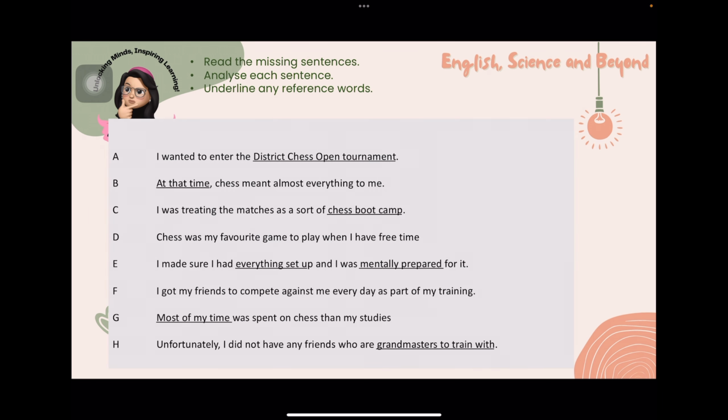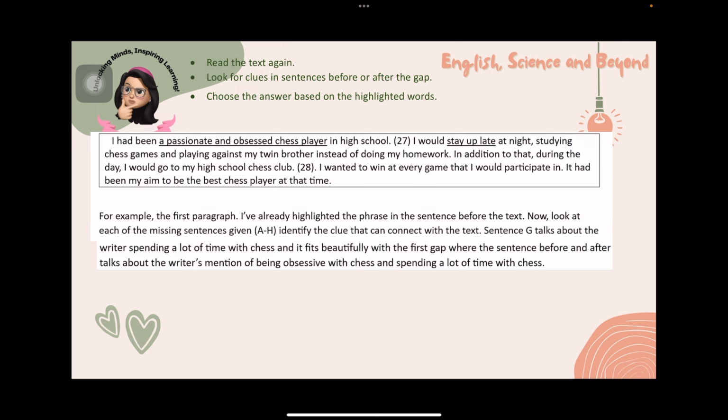Sentence G: "Most of my time was spent on chess and my studies." Sentence G talks about the writer spending a lot of time with chess, and it fits beautifully with the first gap, where the sentence before and after talks about the writer being obsessive with chess and spending a lot of time with chess.